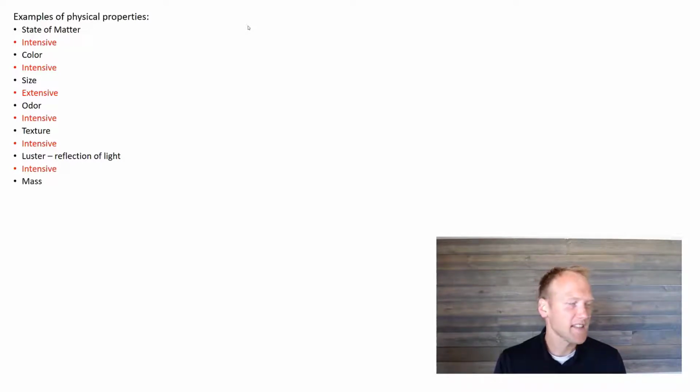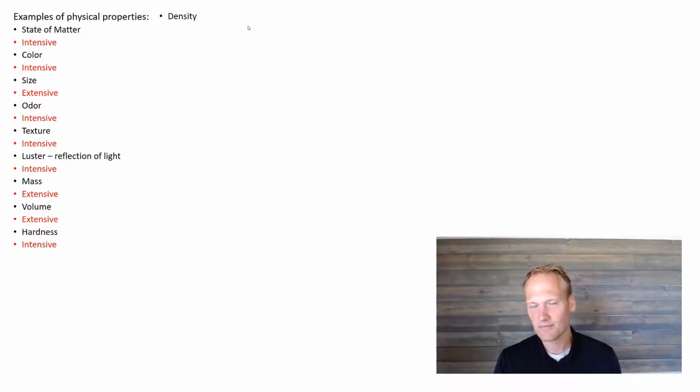Mass. As the size of a sample grows, the mass is going to change. Therefore, that's extensive. Volume. Volume is going to increase. Extensive. It will change. Hardness. Usually hardness is rated on a scale, like from 1 to 10, and you might have more of it, but once again, the actual value of that hardness should stay the same, and therefore that's intensive.